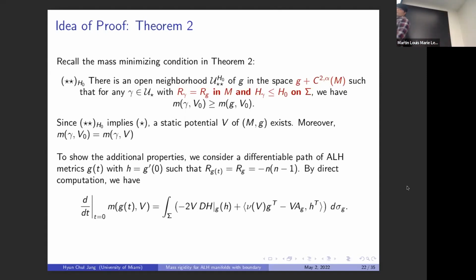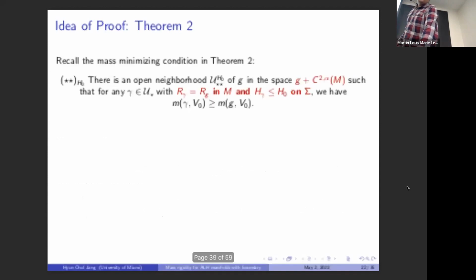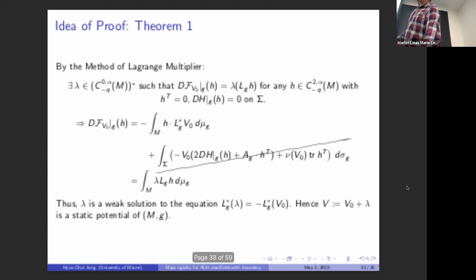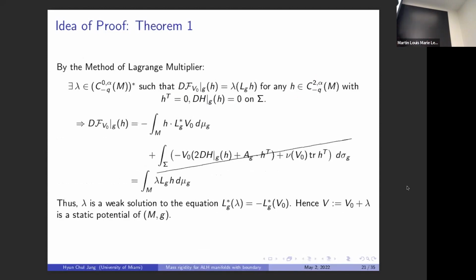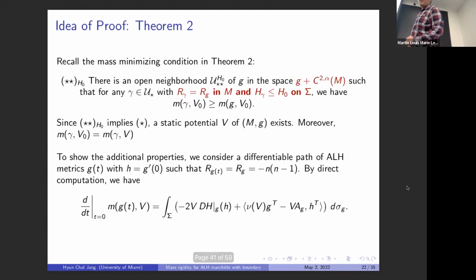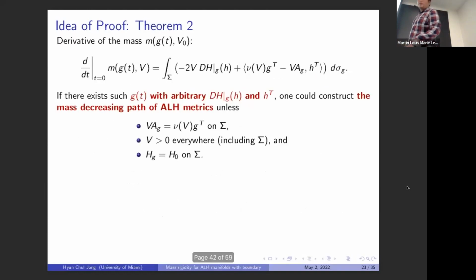Right. So it's basically the same as this one, but we are using static potential V, so that's why this is gone. So this boundary term only survives, right? Okay, so the derivative of mass is actually determined by this boundary behavior. Okay, right?